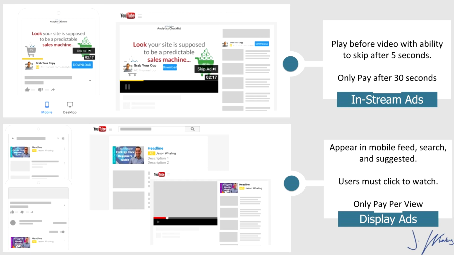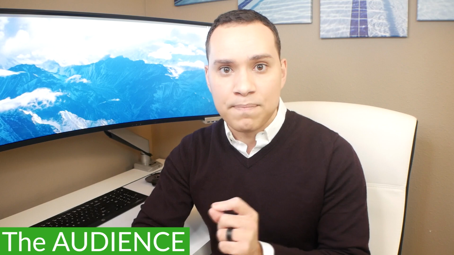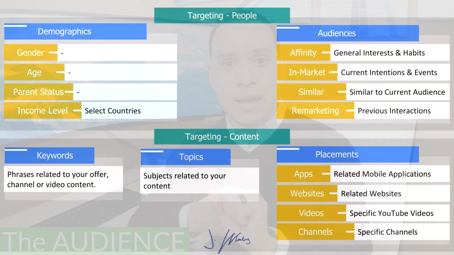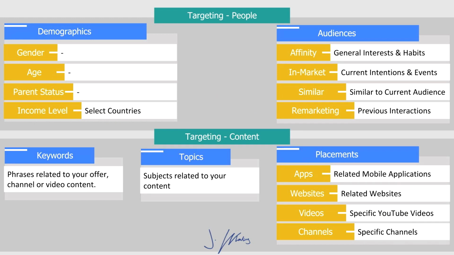Now, the next thing that really impacts the cost per view when it comes to YouTube ads is your targeting. Now, whether you're doing in-stream, bumper, outro, discovery, your targeting options are pretty much going to be the same. And inside of YouTube, there are two different types of targeting options. You have targeting by audience and targeting by content. So targeting by content, this is keywords and topics, are typically going to cost less than targeting by audience, which is going to be affinity, in-market, and remarketing and similar audiences.